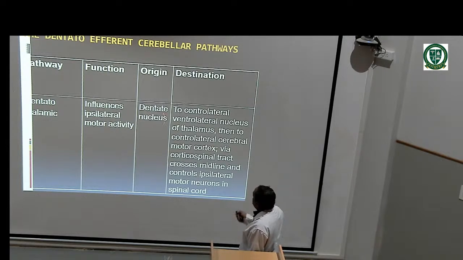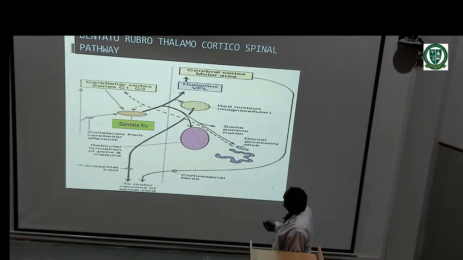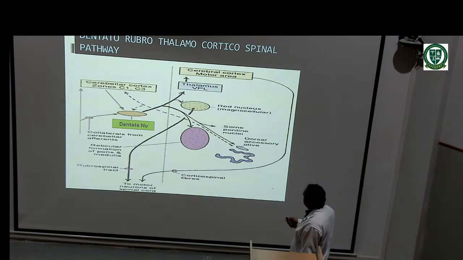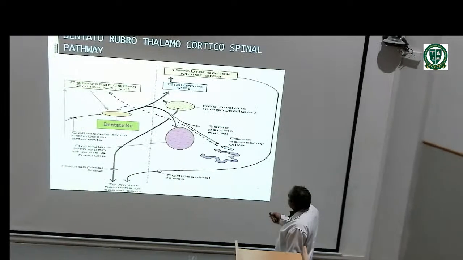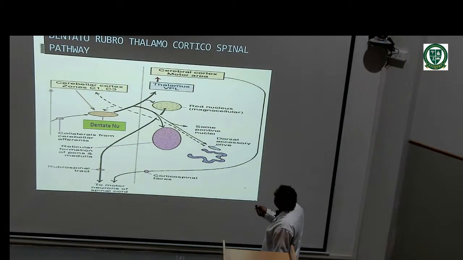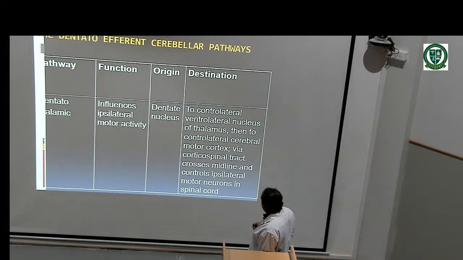So origin, the dentate nucleus. Go to the contralateral ventrolateral nucleus of the thalamus. They will go to the thalamus. So this is the dentate nucleus. They will go to the contralateral thalamus. Then to the contralateral cerebral motor cortex. So from thalamus they will go to the cerebral cortex via corticospinal tract, crosses midline and controls ipsilateral motor neurons of the spinal cord.